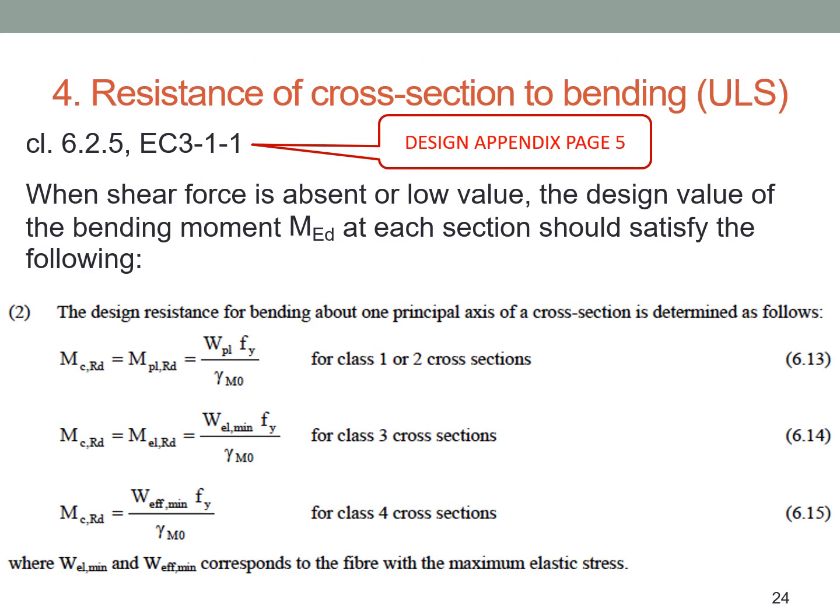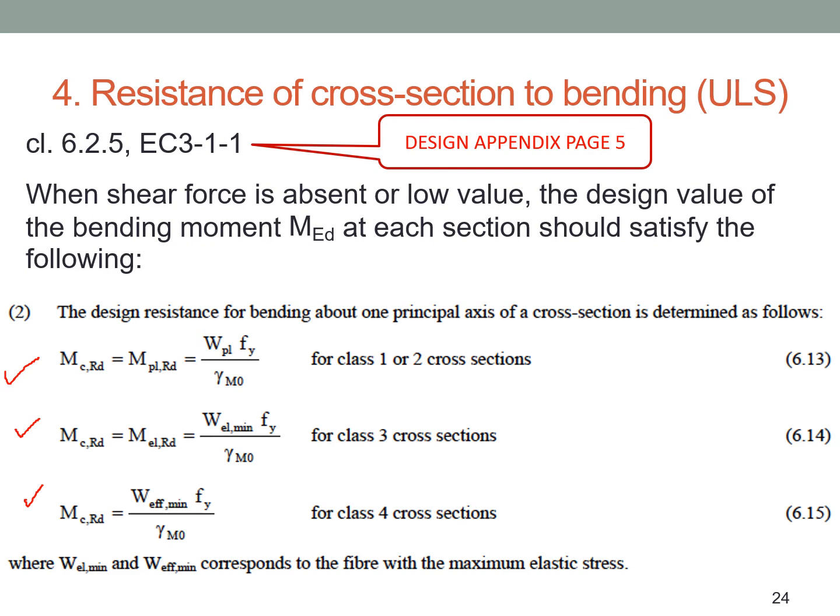So next we are going to look into the resistance of the cross section against bending moment at ultimate limit state. So this equation is given in clause 6.2.5 EC3, part 1, in design appendix page 5. When shear force is absent or low value, the design value of the bending moment MED at each section should satisfy the following. Okay, so this formula depends on the class of section that we have done previously.